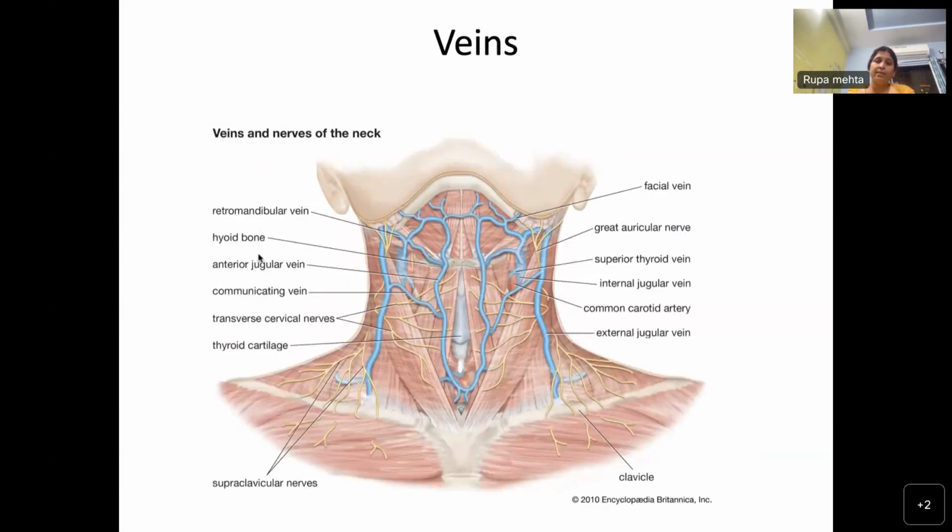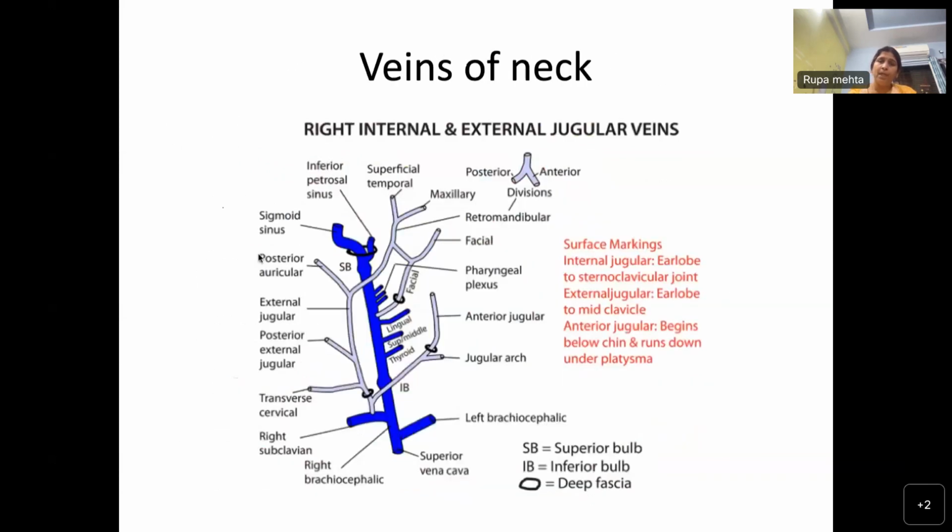Now, various veins form a network, a plexus within the neck, which we shall study. Now, this is a very simplified diagram of how the IJV and its tributaries are formed, and how the EJV and its tributaries are formed. If you see, the superficial temporal and maxillary, these 2 divisions combine and form the retromandibular vein, which further divides into anterior and posterior. The anterior part of the retromandibular vein combines with the facial and forms the common facial vein, which drains into the IJV.